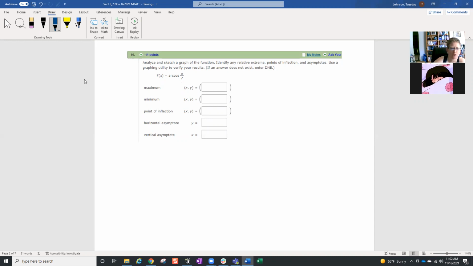Here we go. Analyze and sketch the graph of the function. I'm sure there's more down here and I didn't clip it. I don't know. Identify any relative extrema, points of inflection, and asymptotes. Use a graphing utility, which you're not allowed to use, to verify your results. If an answer does not exist, enter DNE. Okay.